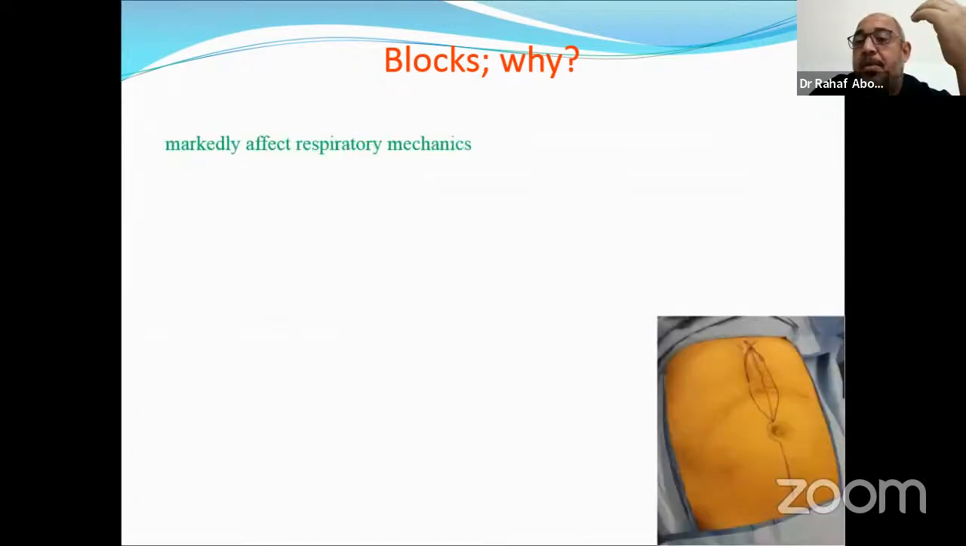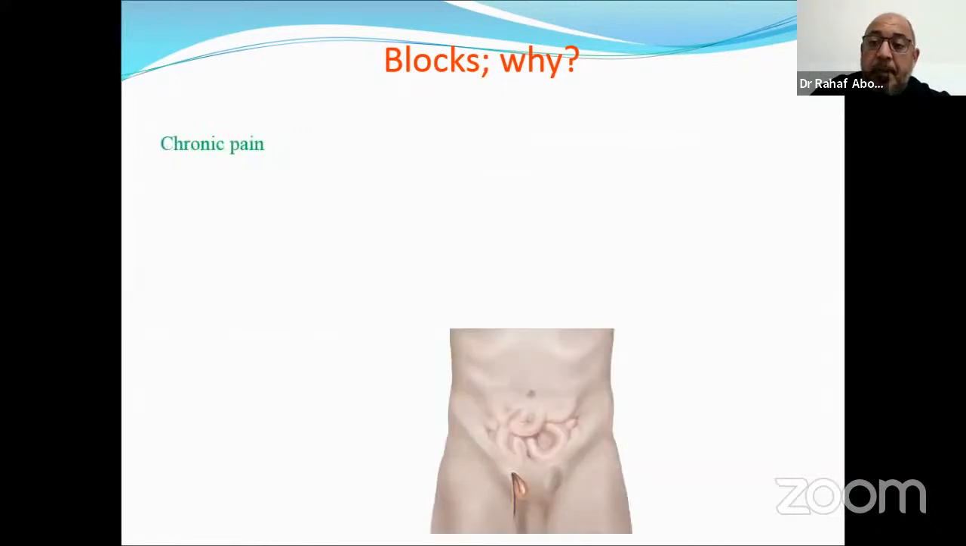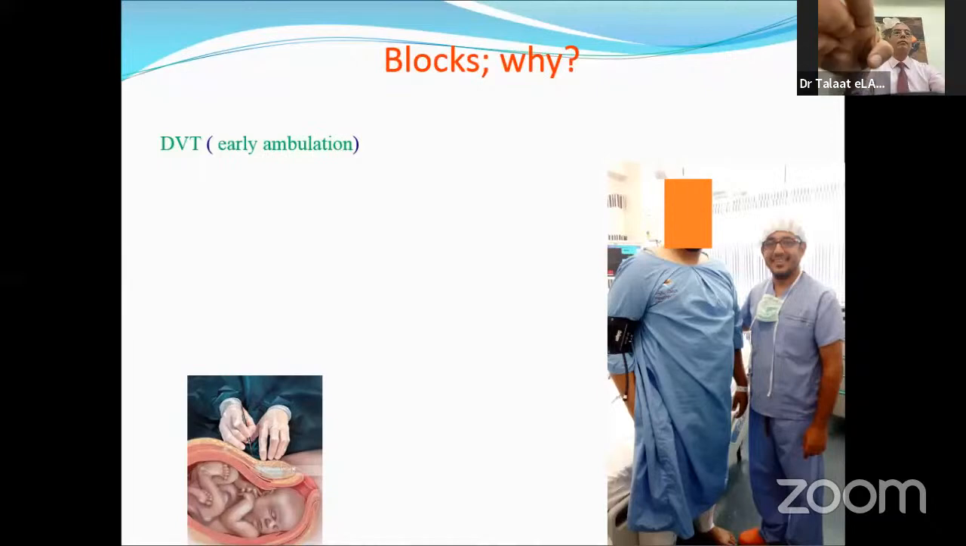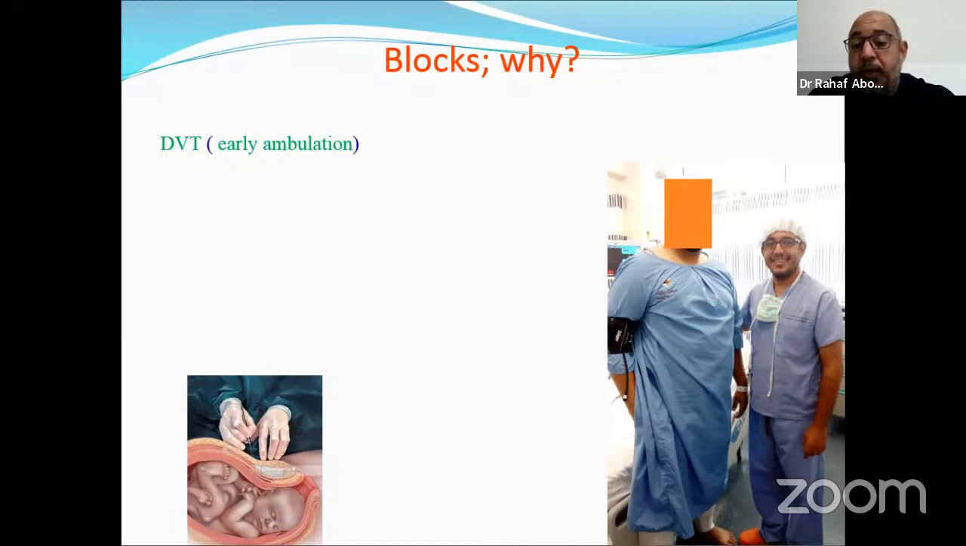First, abdominal incisions may affect respiratory mechanics. A high percentage of abdominal surgeries result in chronic pain. And many procedures in the abdomen result in DVT. So early ambulation is important, and pain control is very important to achieve this.